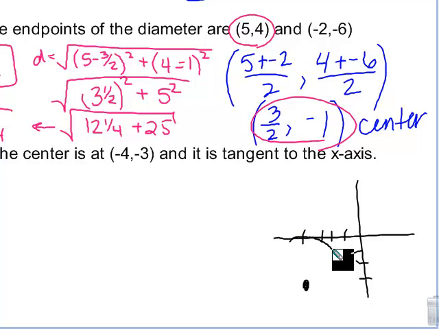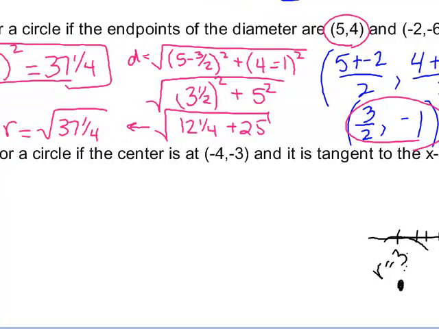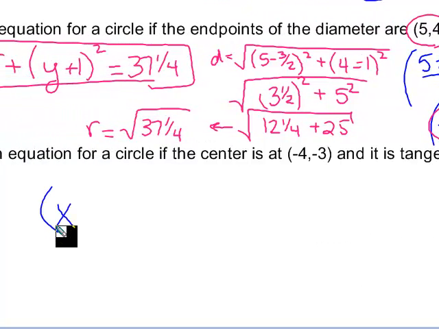So what would our radius be? From there up. So 1, 2, 3. So that tells us our radius is 3. And we have the center. So can we write this as an equation right away? Yep. Okay, so x minus h squared. So what would that be? Well, -4 would it be? Yep, h, k would be -4, -3.